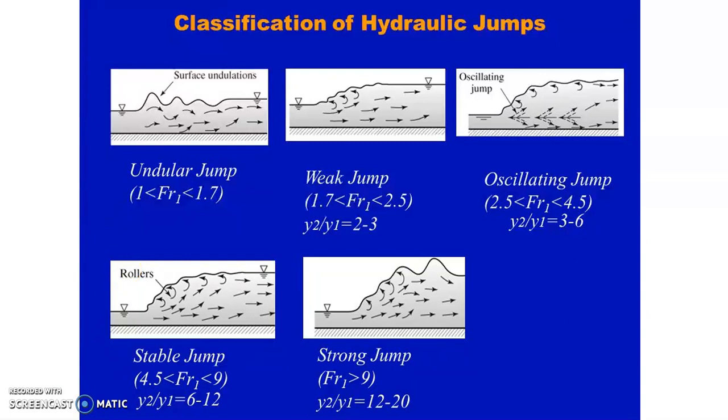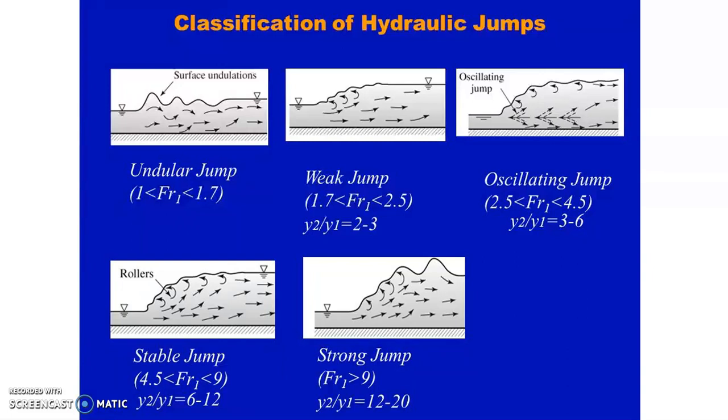So we have varied varieties of jumps here, starting from undular, weak, oscillating, stable, to the extent of strong jump. Now there is one more way to classify the hydraulic jumps, with the help of the ratio y2 to y1. The ratio y2 to y1 is huge in the case of a strong jump, whereas it is a bit less or least in the case of a weak jump. In oscillating, it increases, and it reaches a value of around 10 to 12 in the stable jump.